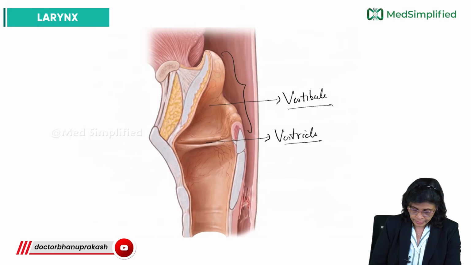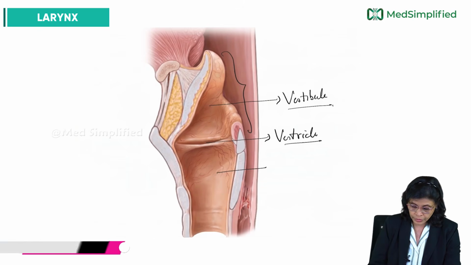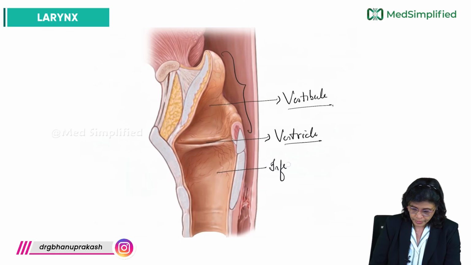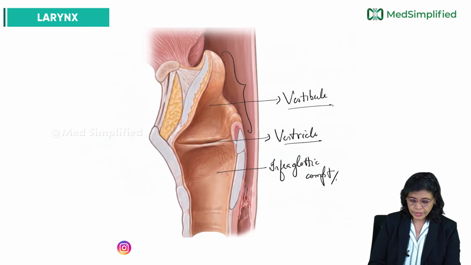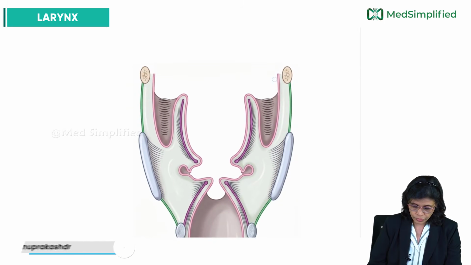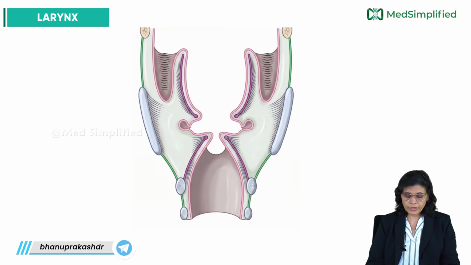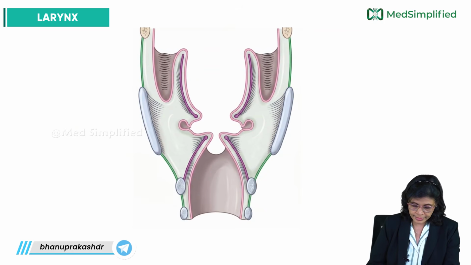And then the lower part is the infraglottic compartment, that is from the vocal folds up to the lower border of the cricoid cartilage. Up to there we have the infraglottic compartment. In the ventricle we will see one feature. When we take a coronal section, we will see something like this.